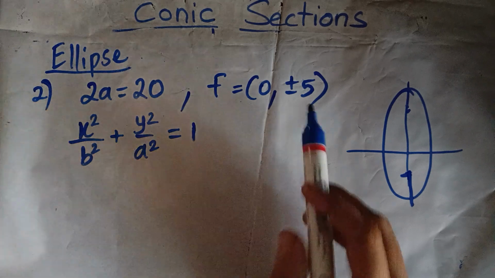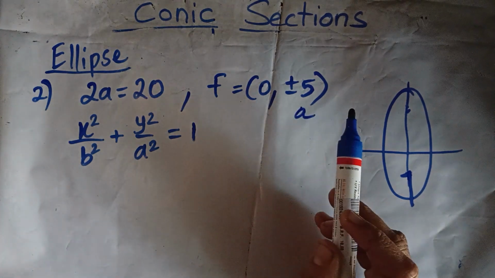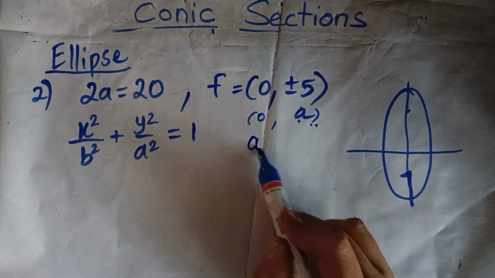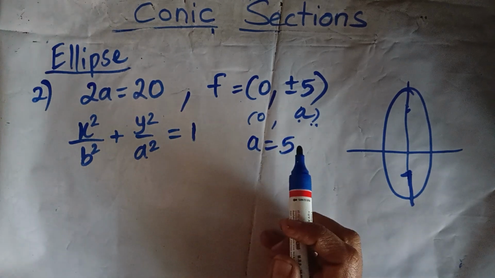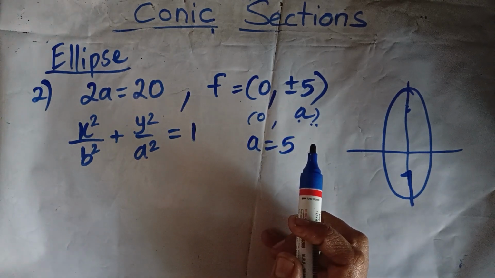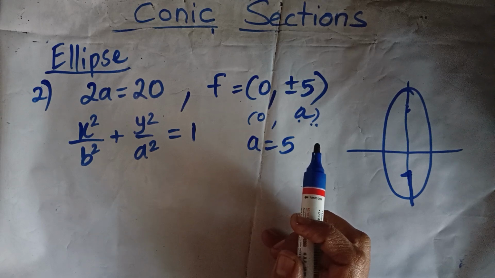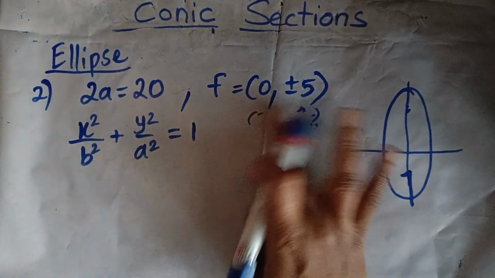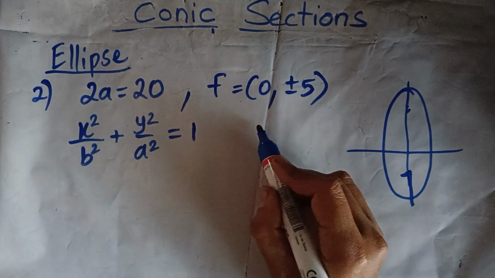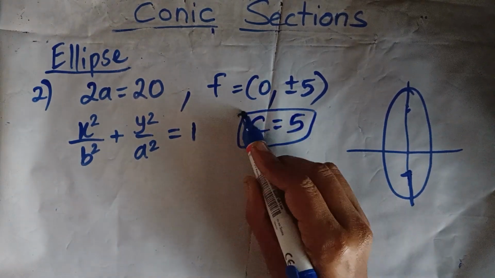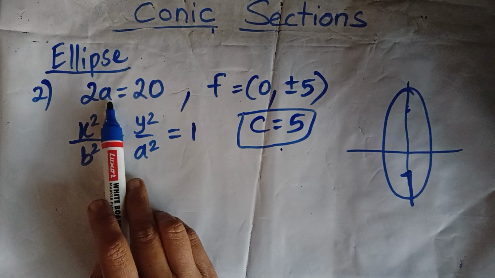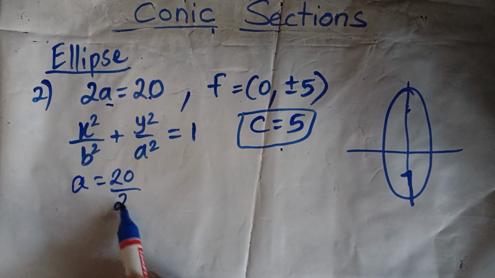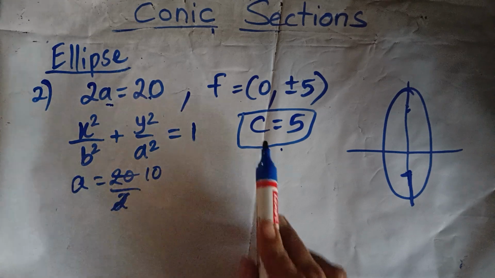So these points are a points, 0, a. So we have a is 5. No, these are not a points, these are c points, sorry. Focus points are 0, c. C is 5. C we got, a we can find: a is 20 by 2, so 10. A is 10, c is 5.